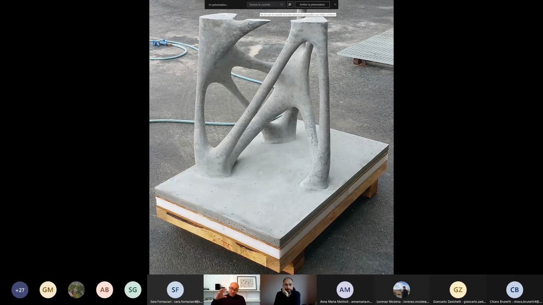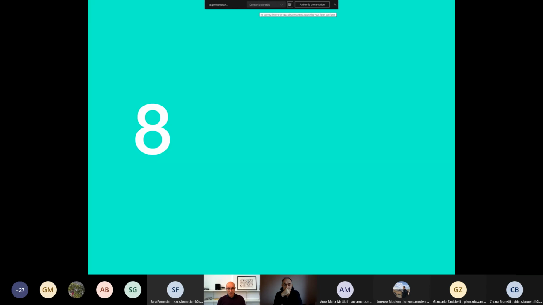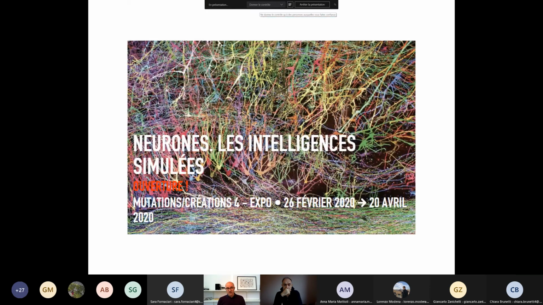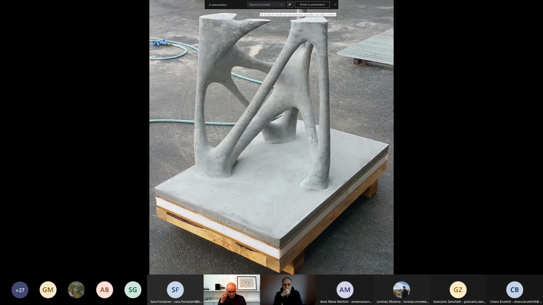And so we said, okay, first let's try to see if we can 3D print the molds with a material which is a bit less expensive than sand, and also with a faster method. So we did it with clay and then with concrete.